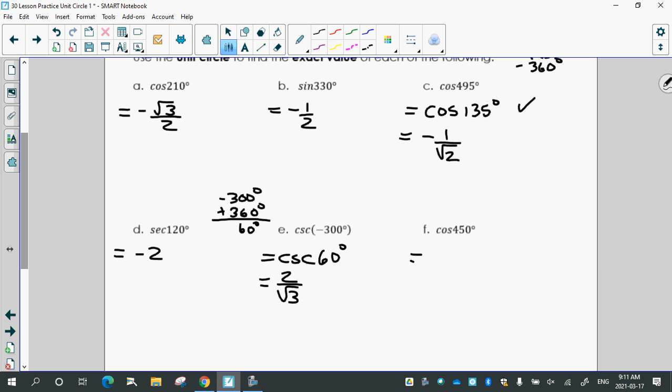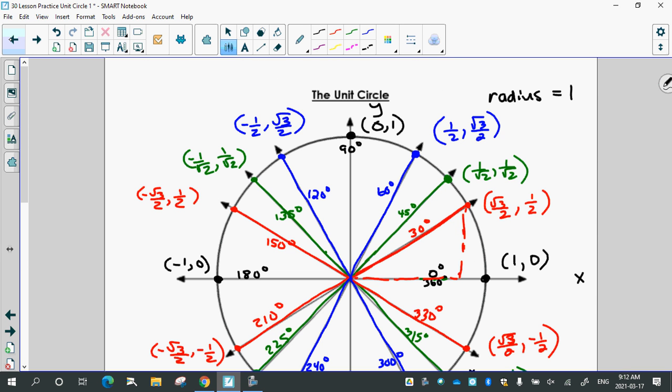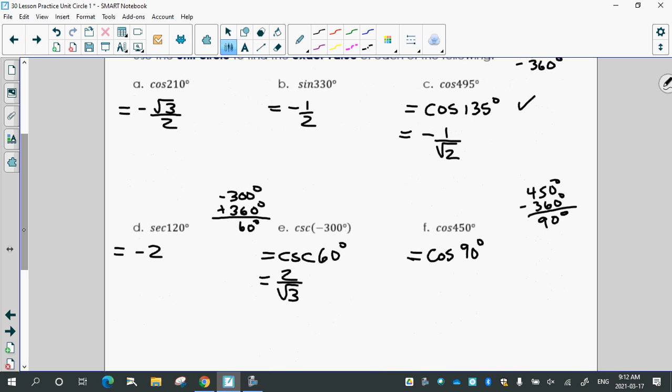Cos of 450. First step is to find the principal angle. This is one that we didn't do with our special triangles, but we can do with our unit circle. Cos means I'm looking at my x value at 90, which is straight up here. The x value at 90 is 0. So the cos of 90 should be 0, and then you can check that easily on your calculator. Cos of 90, 0.